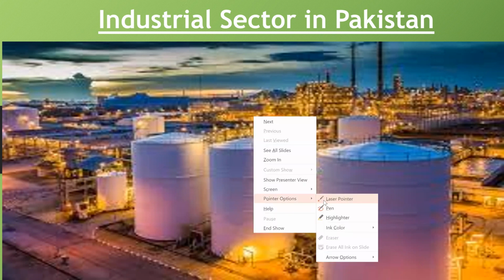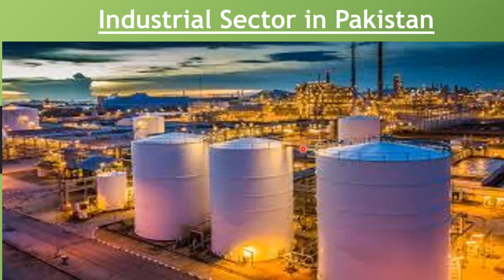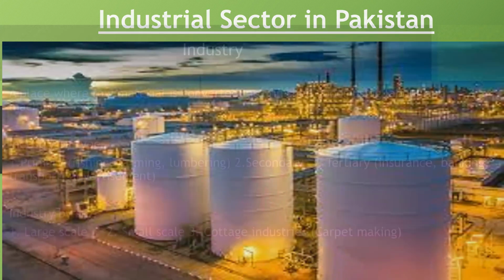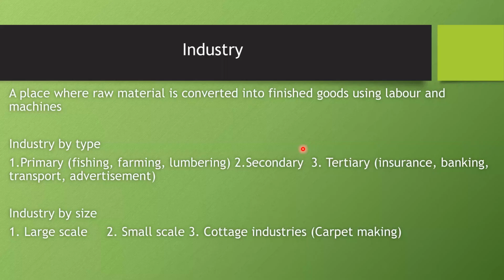So today's topic is chapter number 9 of your book, that is the industrial sector of Pakistan. We are going to talk about the industrial sector, and we are going to discuss the various details pertaining to the industrial sector. Herein, first of all, we are going to talk about what an industry is. So basically an industry is a place where raw material is converted into finished goods using labor and machinery.